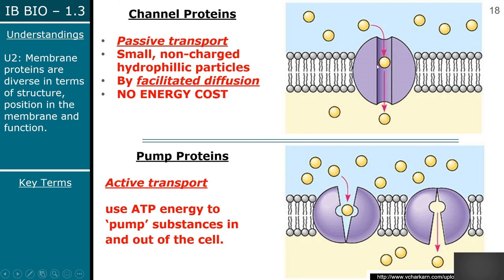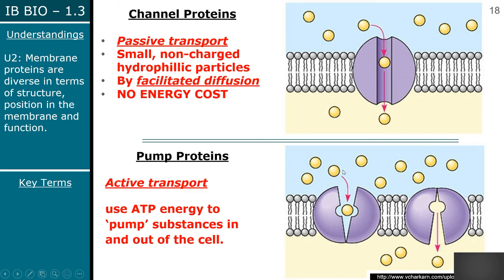You might also have channel proteins. This is a kind of passive transport. There's not really a gate. It's just making a space for certain small, non-charged hydrophilic particles to go through that membrane. This is called facilitated diffusion. There is no energy cost here. It's just an open channel, just letting certain things diffuse through, so it does not cost any kind of energy.